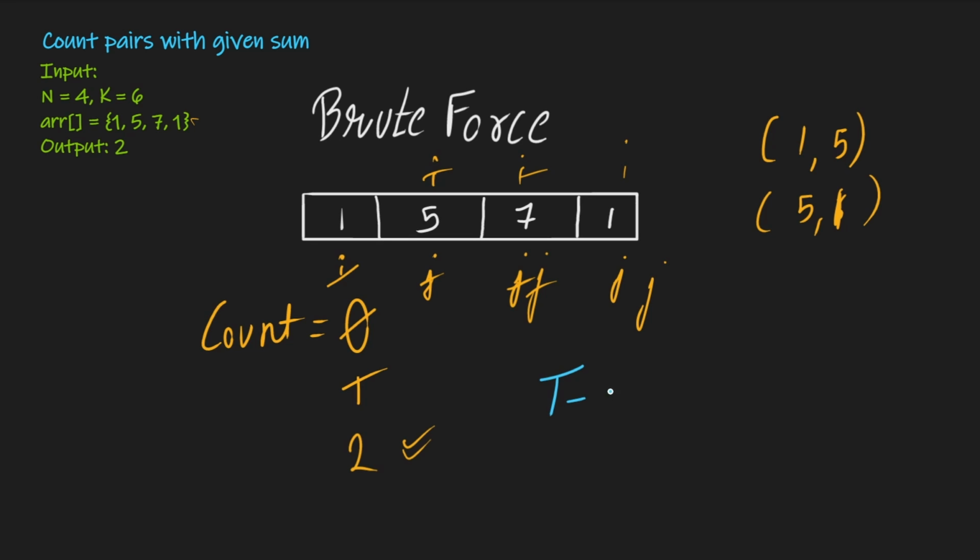So the time complexity of this algorithm is big O of n square because we are looping and finding all the pairs, and the space complexity is big O of 1 because we are not using any other space. Now with this approach, the interviewer will not be happy. So he will want you to optimize this approach.